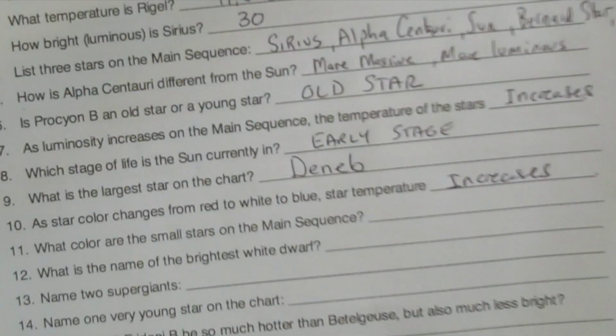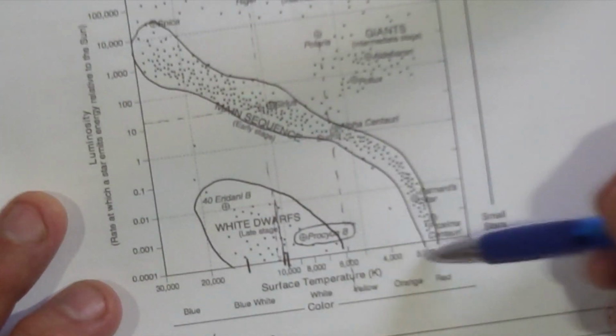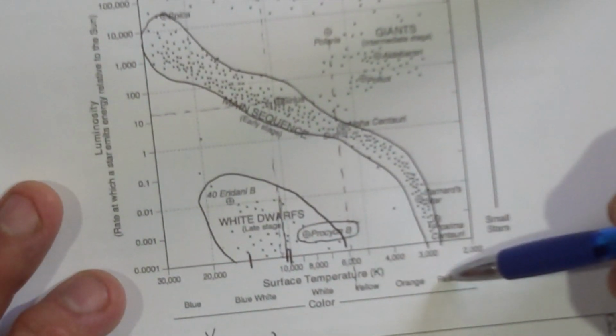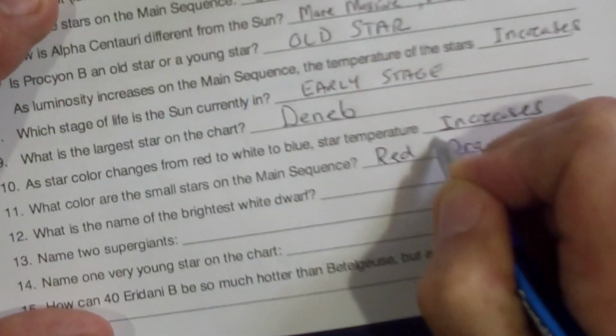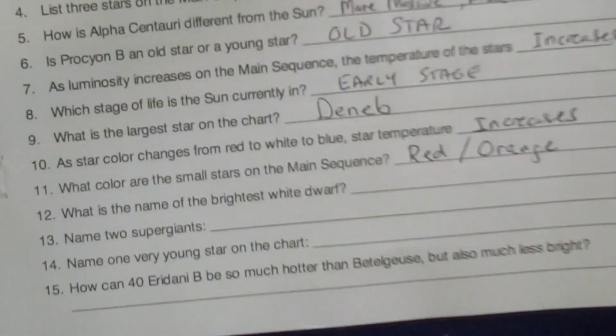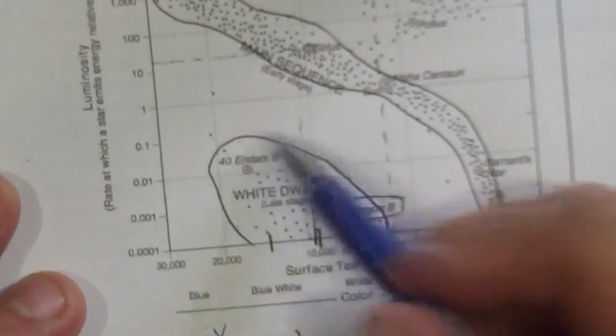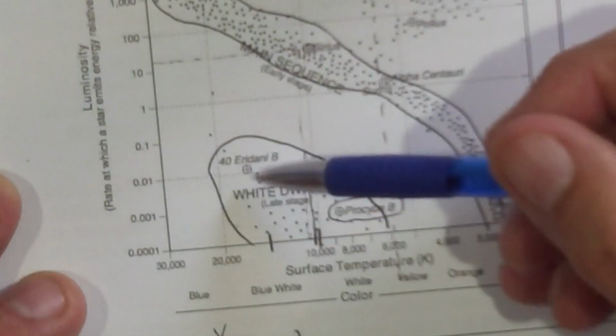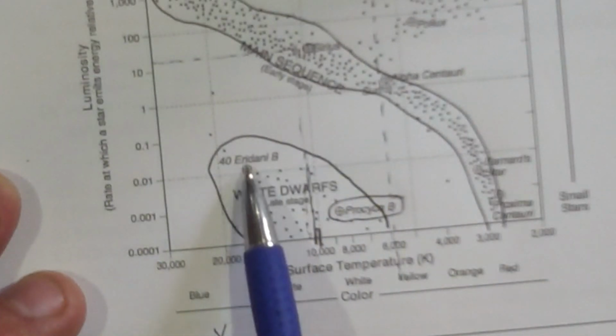Number 11, what color are the small stars of the main sequence? The smaller stars in the main sequence are these stars right here, and their colors tend to be red and orange. Number 12, what is the name of the brightest white dwarf? The white dwarfs are found over here on the chart. The one with the highest luminosity is known as 40 Eridani b.